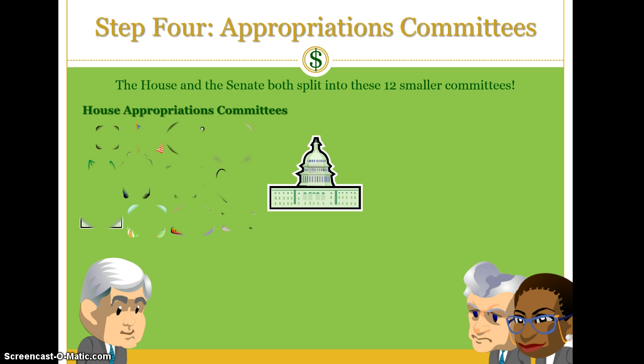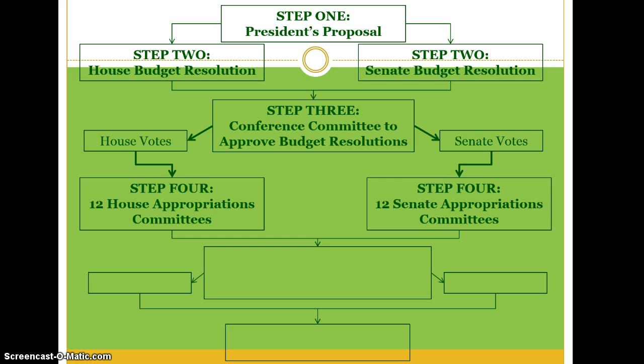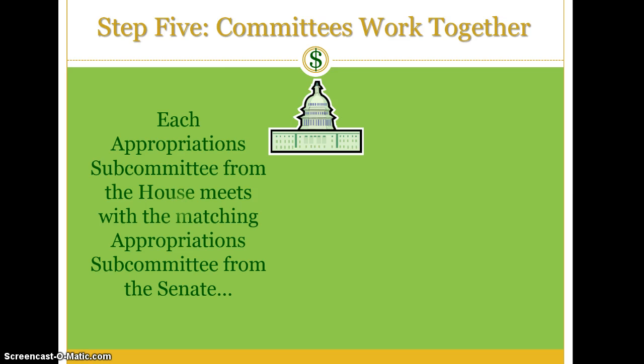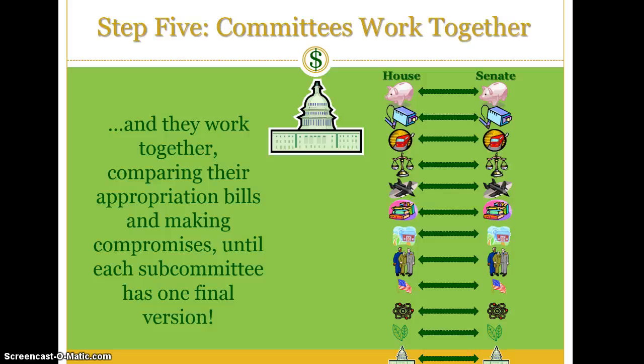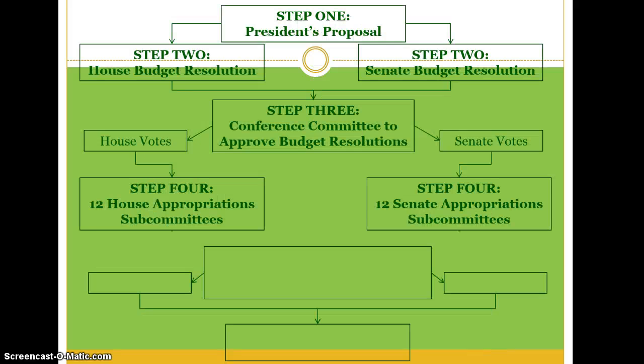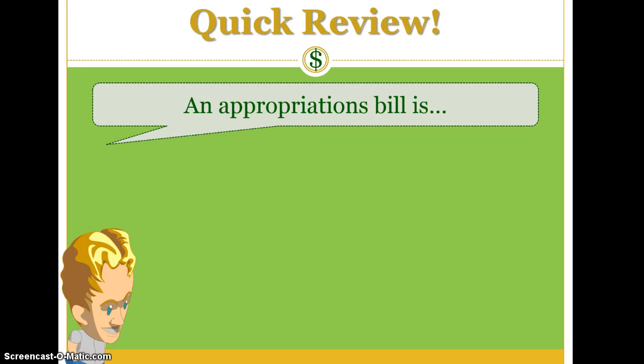The House and Senate both split into these 12 smaller committees. Each committee develops a plan for spending money on smaller, specific projects in each category. House votes, Senate votes. Step 4, appropriations committees. Step 5, work together. Each appropriations subcommittee from the House meets with the matching appropriations subcommittee from the Senate. And they work together, comparing their appropriations bills, making compromises until each subcommittee has one final version. Committees working together and compromising.